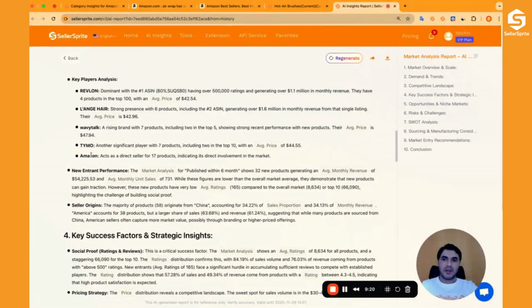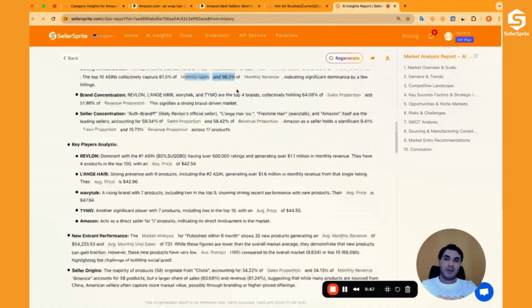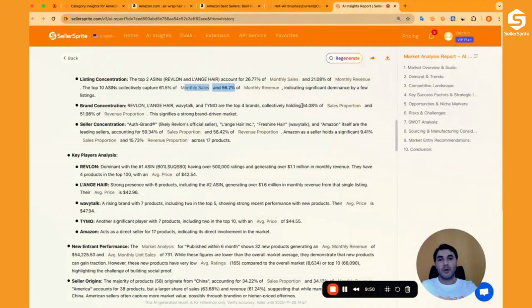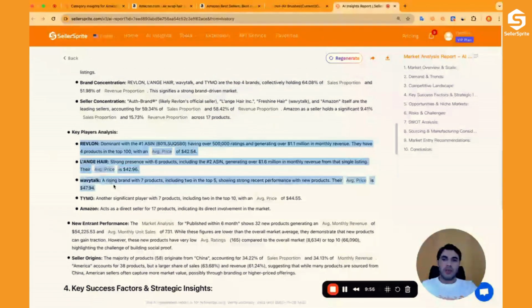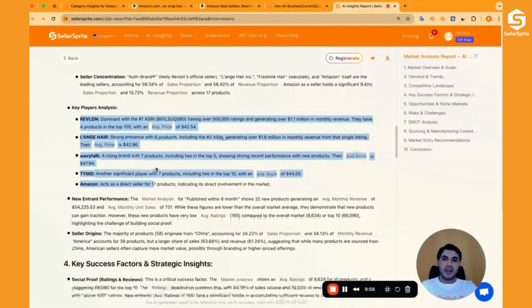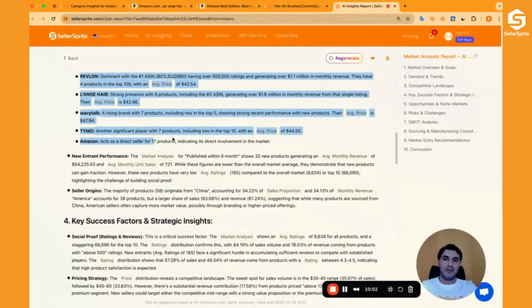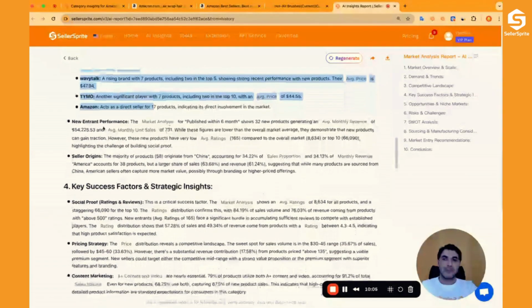Here we have analyzed and found several key sellers. Revlon dominates with the number 1 ASIN, having over 500,000 reviews and generating over 1.1 million monthly revenue. There are 4 products in the top 100, so it means they have 4 products in this subcategory, and their revenue is 1.1 million. Here we said there are 4 biggest brands dominating the market and taking 64% of the total market. Here we are analyzing the brands, who they are, what their market share is, how the sales are, etc.